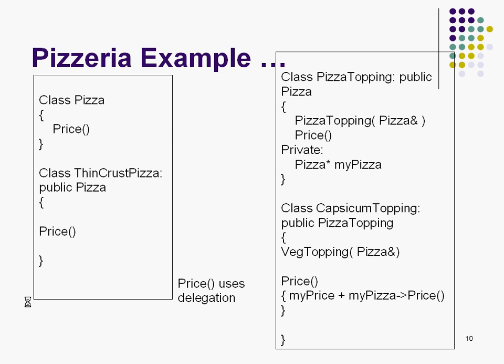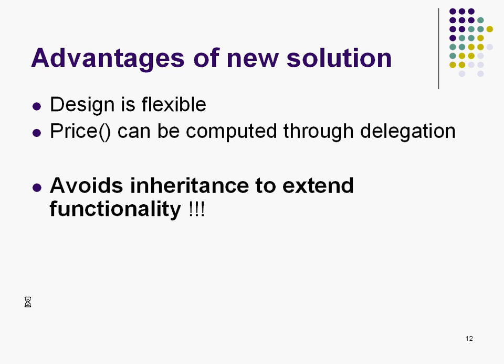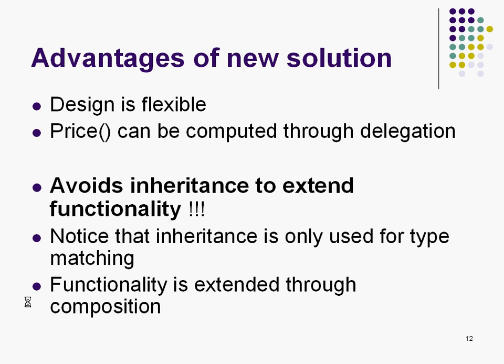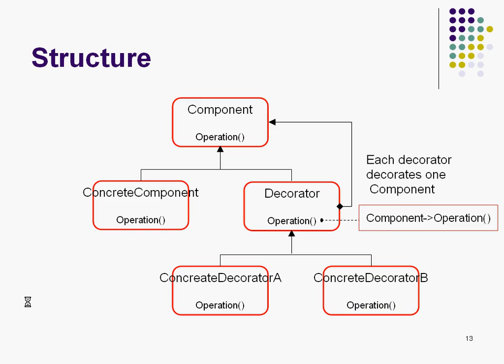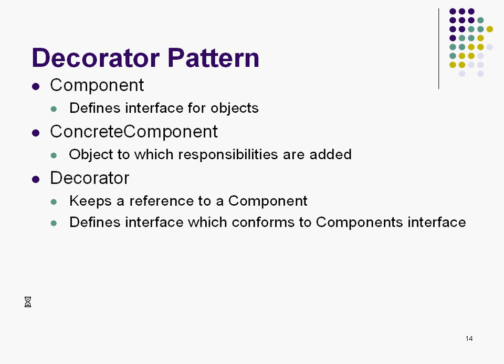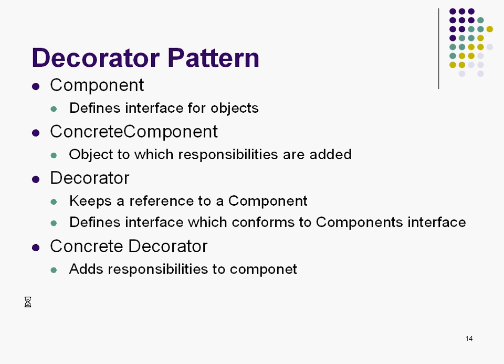Okay. So here, these were the participants in this design pattern. We have a component. This is the abstract class. The job of this abstract class is to define the interface. So you are defining the interface, and all other classes, the decorators and the concrete ones, have to implement it.